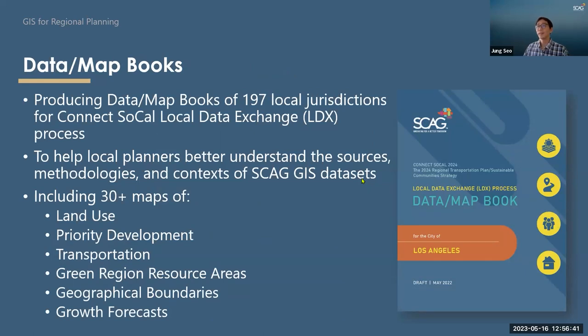And then another product is the data map book. We developed this data map book for our RTP SCS process. SCAG has produced these data map books since 2012, for the RTP SCS plan development process. For each RTP SCS planning cycle, we have produced 197 data map books, one for each local jurisdiction in the SCAG region. So the goal is to help our local planners better understand the sources, methodologies, and context of SCAG's GIS data sets.